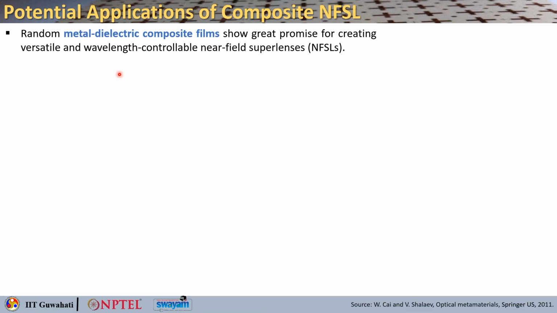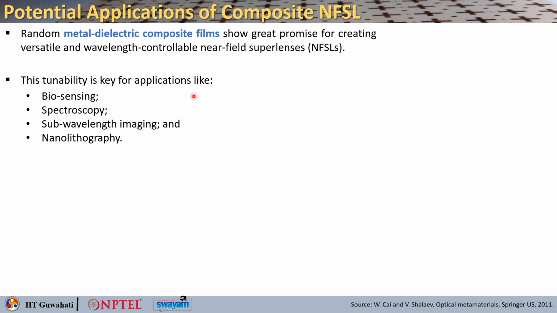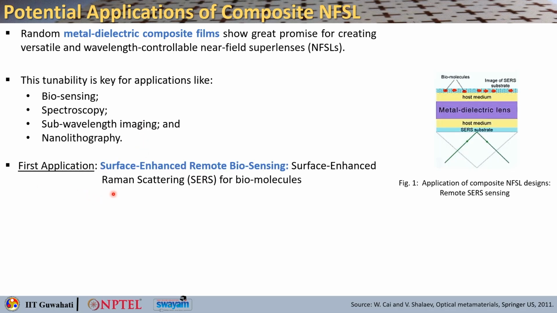So random metal dielectric composite films have shown great promise for creating versatile and wavelength controllable near field superlenses, right. So this tunability is key for applications such as biosensing, spectroscopy, sub-wavelength imaging and nanolithography. So the first application we will discuss today will be surface enhanced remote biosensing. So surface enhanced Raman scattering, that is basically SERS, can be used for biomolecules.